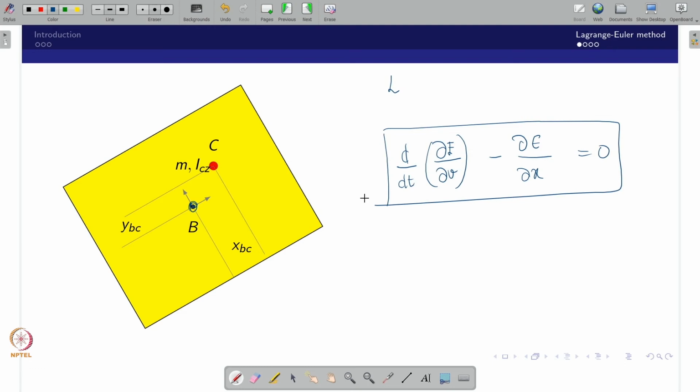But what Lagrange modified is that this would happen when there is an energy difference. Here we assume a rigid body, so what energies would be there? Only kinetic and potential energy. You take kinetic energy minus potential energy; if this energy difference exists, then there is motion.